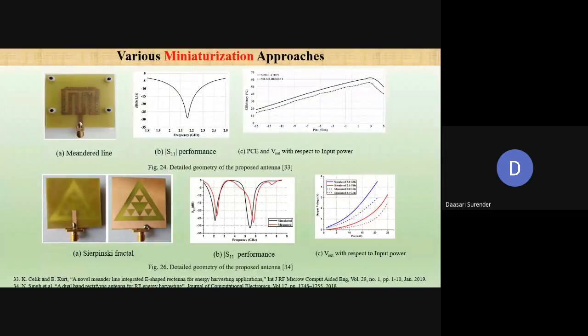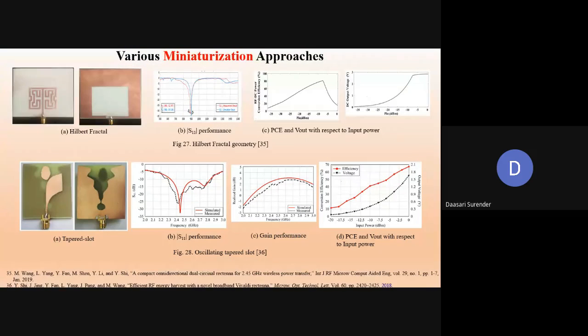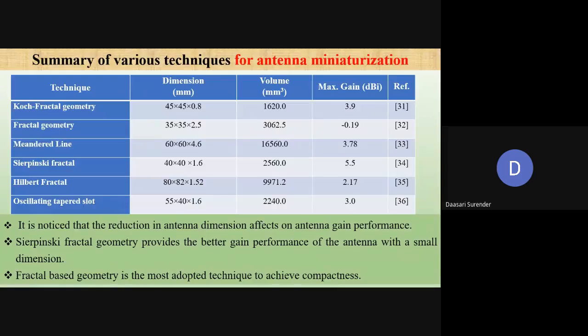And the first one, 27A, is the Hilbert fractal geometry. And in 28, an oscillating tapered slot is presented. When we observe the gain pattern of all these antennas, the performance of each individual antenna is presented in tabular form and the results are shown here. From this, the dimension of the antenna affects the gain performance. The Sierpinski fractal geometry provides a better gain performance of the antenna with small dimension. And fractal geometry is the most adapted technique for achieving compactness.